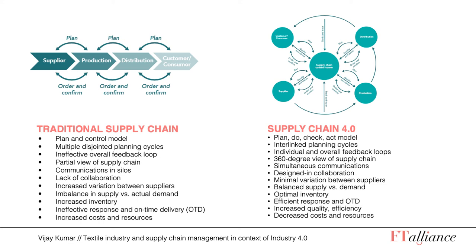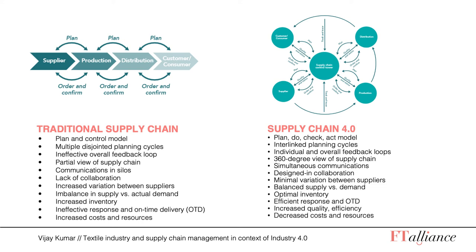But when we talk about supply chain 4.0, all supply chain actors are connected with each other through one information layer. That means they don't have to make disjoint planning cycles. Instead, they can have interlinked planning cycles.